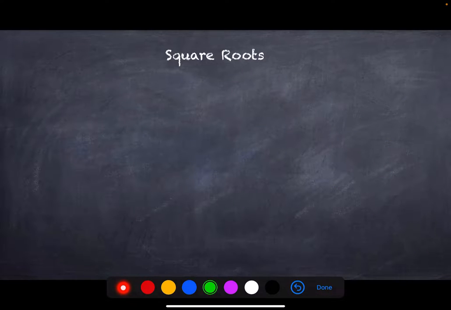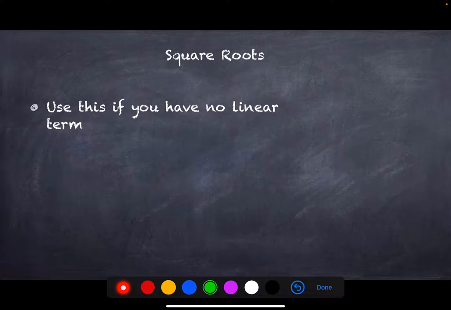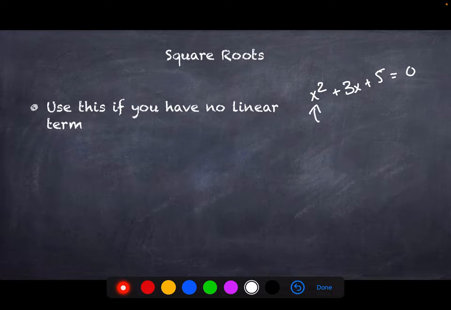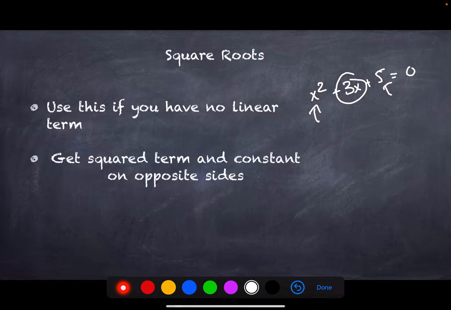Okay, square roots. So much more straightforward than the quadratic formula, so I'm always surprised when people don't use this. First of all, use this if you have no linear term. Remember, the linear term is the one. Here's an example. Say you have this one. Here's the squared term. This is the linear term, the one that has just x with no exponent on it other than 1. And then, of course, 5 is your constant. So if we have no linear term, square roots is a good way to go.